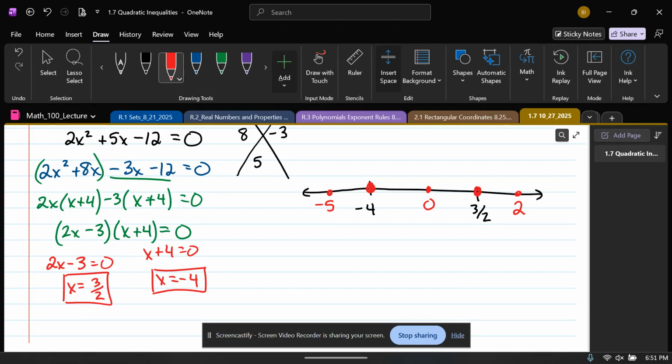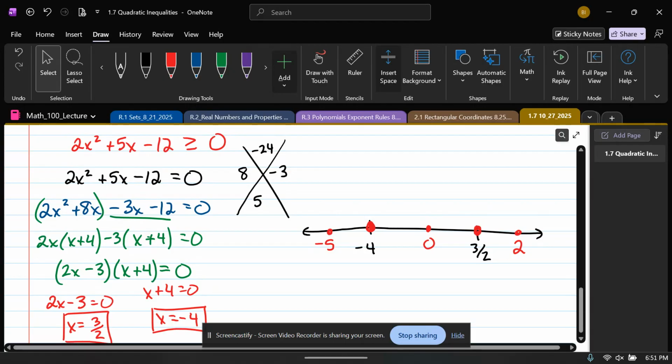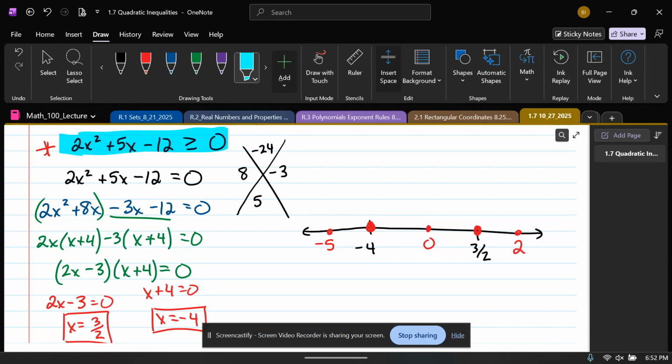And I'm going to put those into that inequality right there. That's the inequality that I'm using. So I'm plugging in the negative 5. So I have 2 times negative 5 squared plus 5 times negative 5 minus 12. And I want to know, is that greater than or equal to 0?